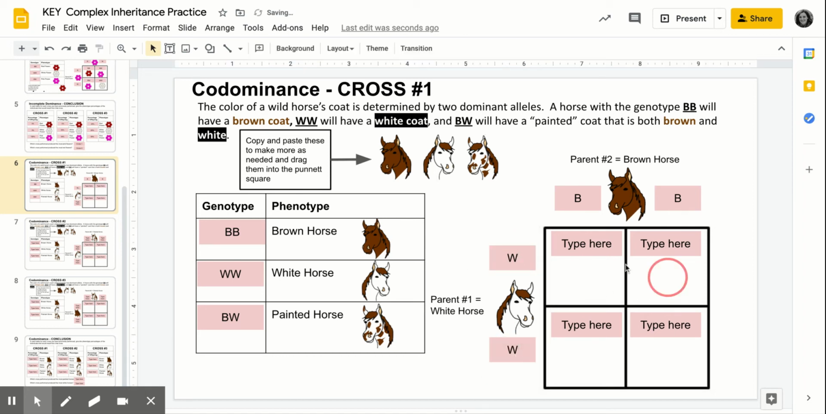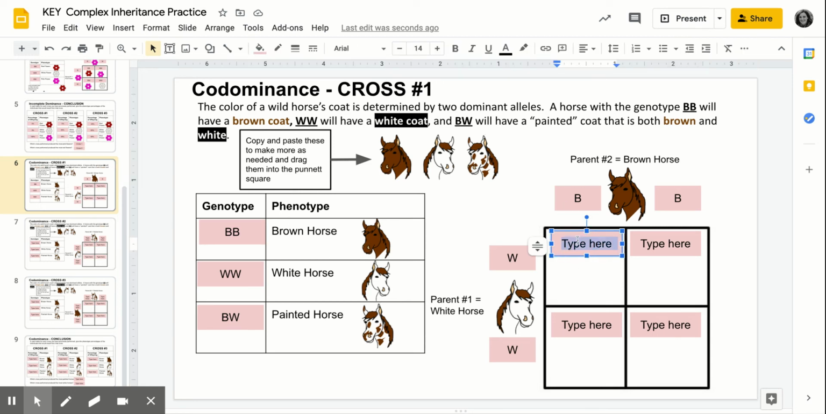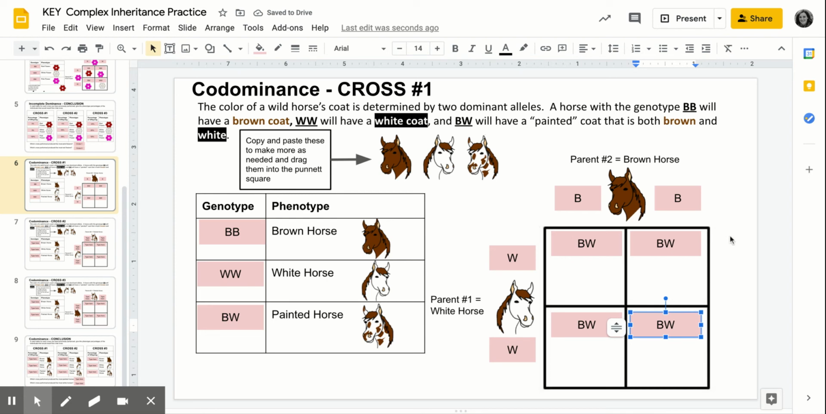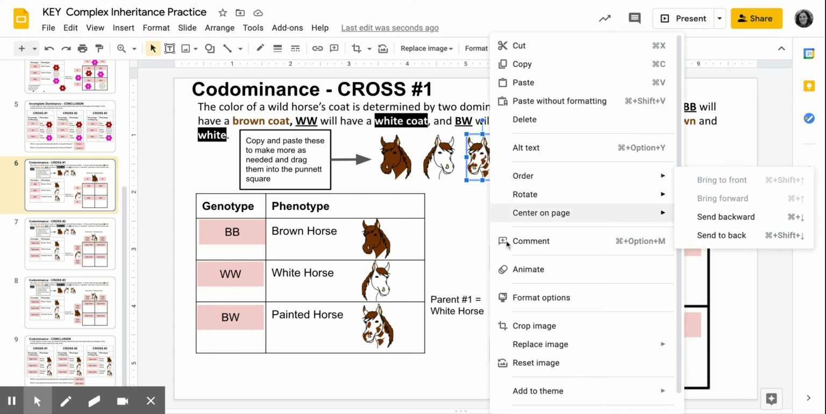And now we're going to figure out the potential offspring, okay? So here we would have Big B, Big W. Here we would have Big B, Big W. Here we would have Big B, Big W. And here we would have Big B, Big W. Now, those are all heterozygous, okay? So it's going to be a mixture of the 2. I want it to be clear. It's not going to blend it together. Both of those dominant traits are going to show up to the party. Both of them are going to be represented in that offspring. So all of them are going to be this painted horse right here.